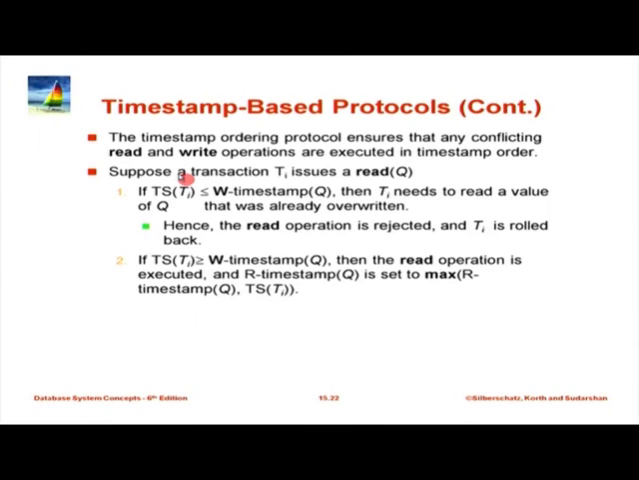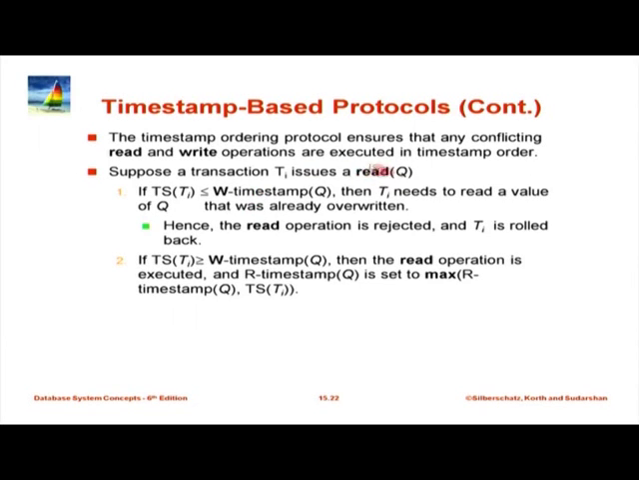Now here are the rules. And what the rules ensure is what is shown here. Any conflicting read and write operations are executed in timestamp order. What does this mean? Supposing there is a conflicting read and write which arrive out of timestamp order, then a transaction is going to be rolled back. And let's see exactly how this is done.